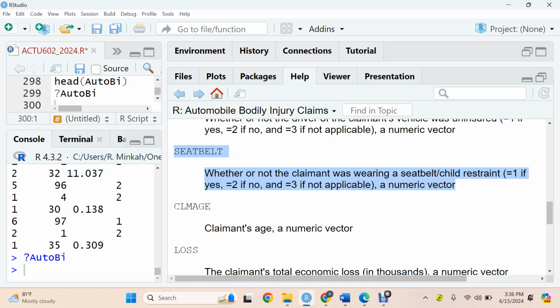Okay. So please, first of all, you do the descriptive statistics for loss on your own. When you are done, we will want to check whether the losses are different per seatbelt.